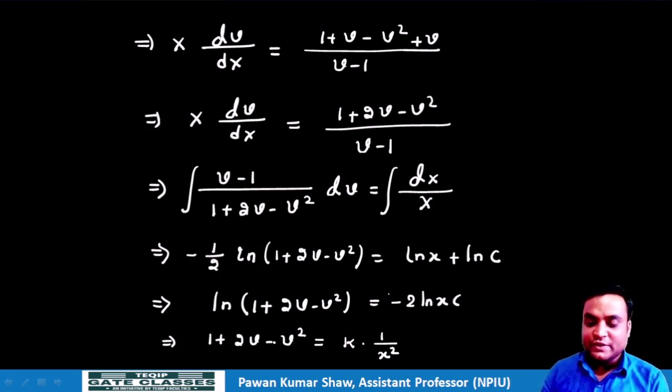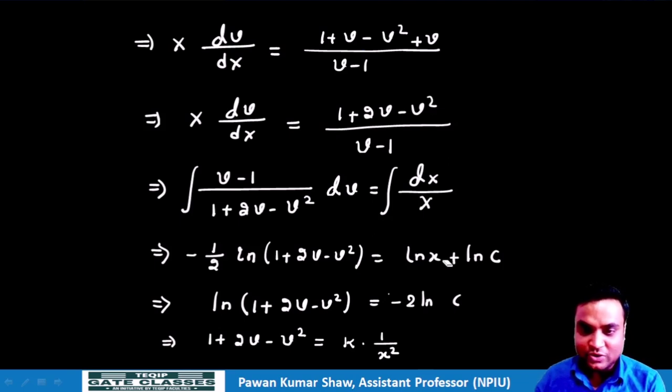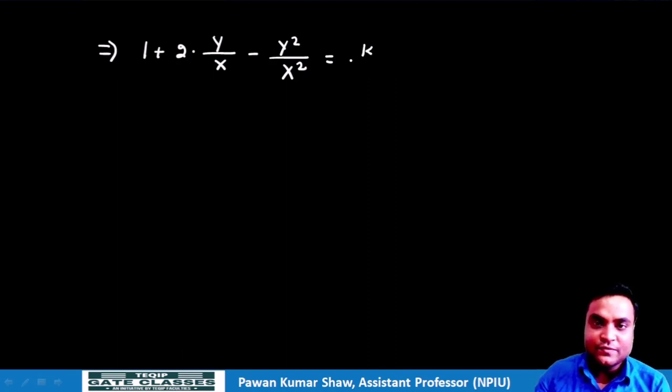Here v was our Y by X, that is capital Y by X. So we can replace the value of v. So the v value is Y by X. So 2v will be 2 by Y by X minus Y square by X square, and the right hand side some constant into X square. Sorry, that x will be simply capital X, because here it's d of capital X. So log of capital X, and here it will be 1 by capital X square. So k times 1 by capital X square.